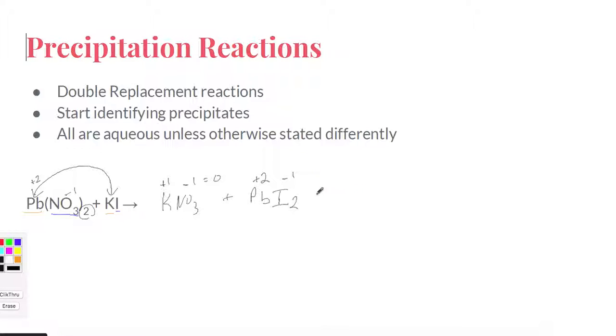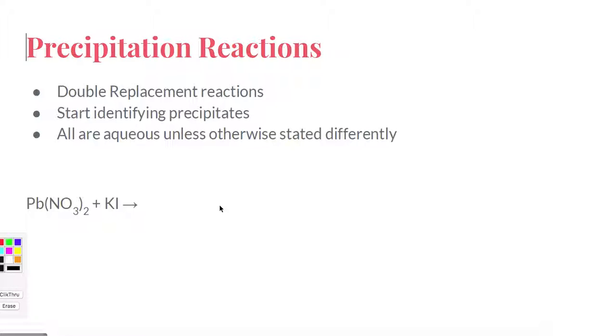One of the things that we want to start doing though is identifying the precipitates, because that will be important for our next step of writing net ionic reactions. So if we go here, potassium is an alkali metal, and so that's going to be soluble. Nitrates are always soluble, so this is for sure soluble. Halides, like iodine, are usually soluble unless they're with lead, mercury, or silver, so this is not going to be soluble. This is going to be a solid. Alright.